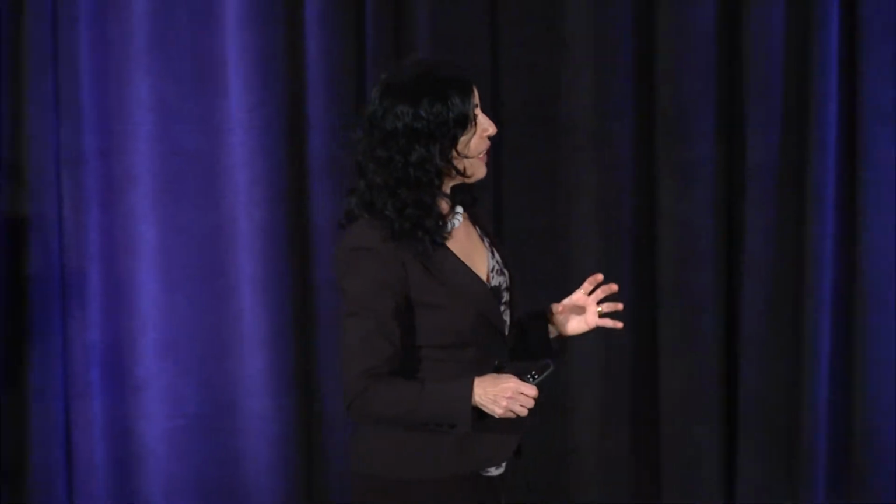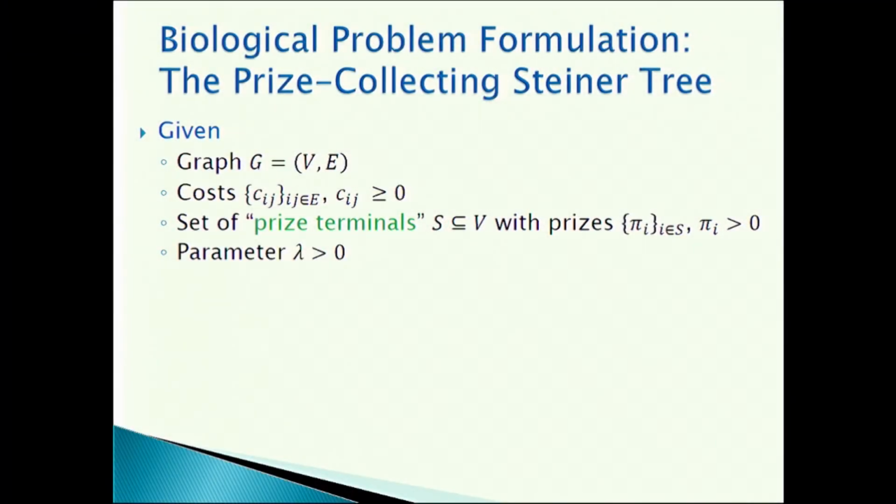Okay, so now I'm going to make the problem a little more complicated because biological data is actually really dirty, okay? So I'm not going to tell you that every node is either a preferred node or not a preferred node. I'm going to tell you that even if it's preferred, it might be preferred to more or less of an extent. Some are going to have big prizes, and some are going to have small prizes.